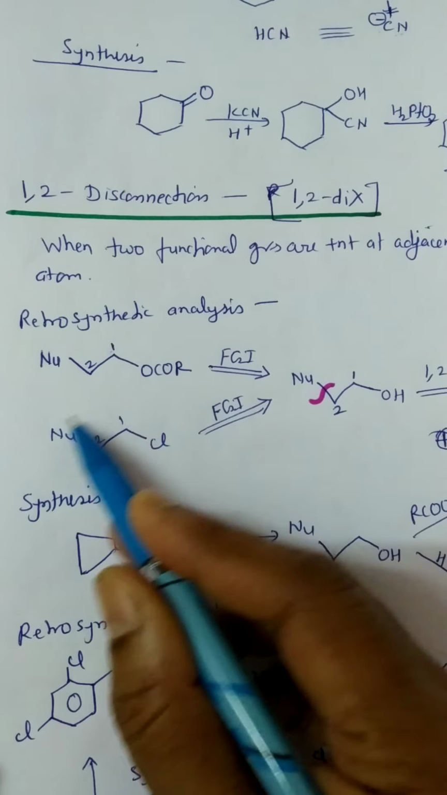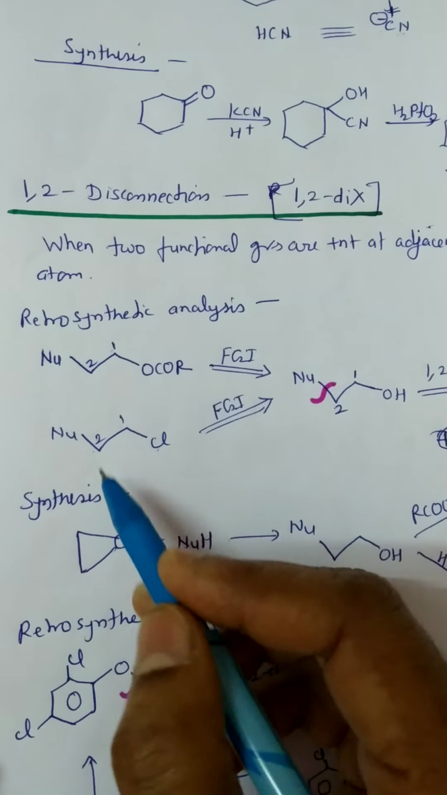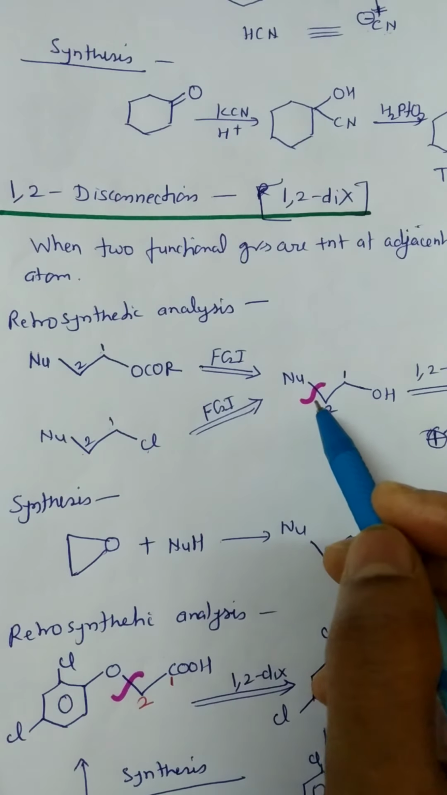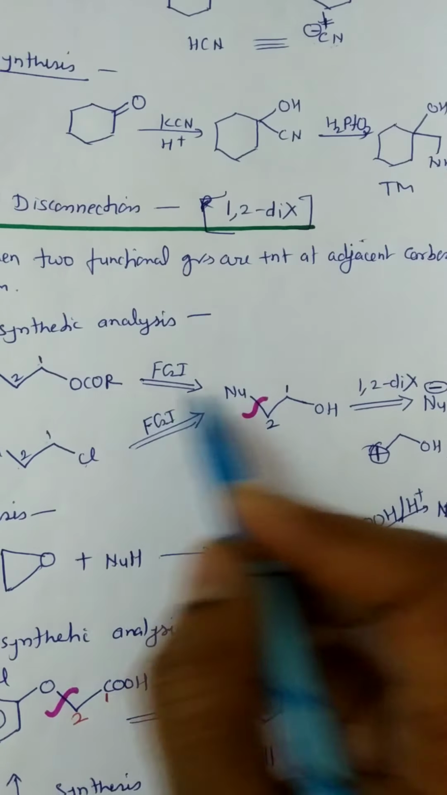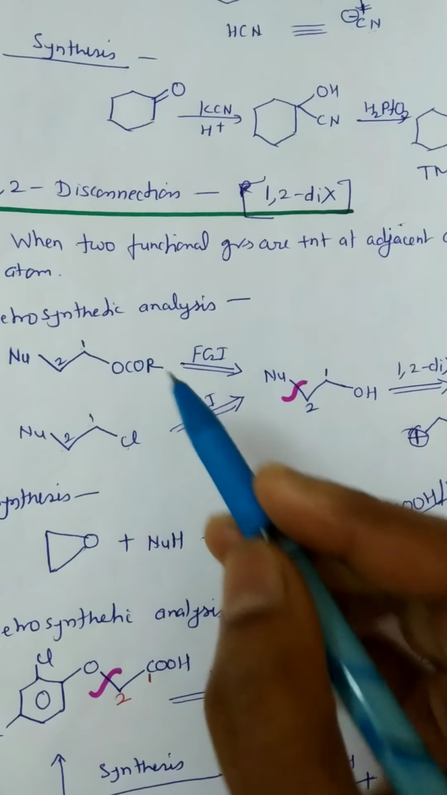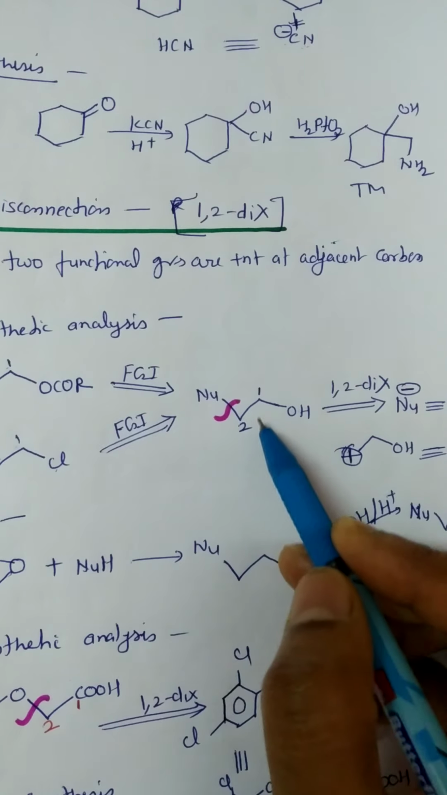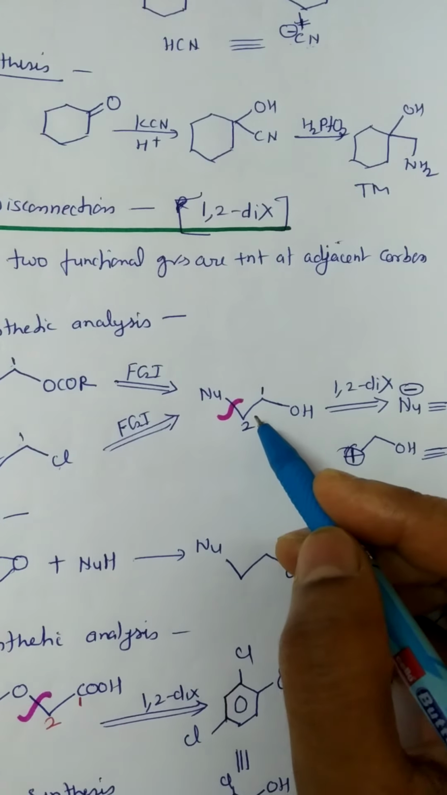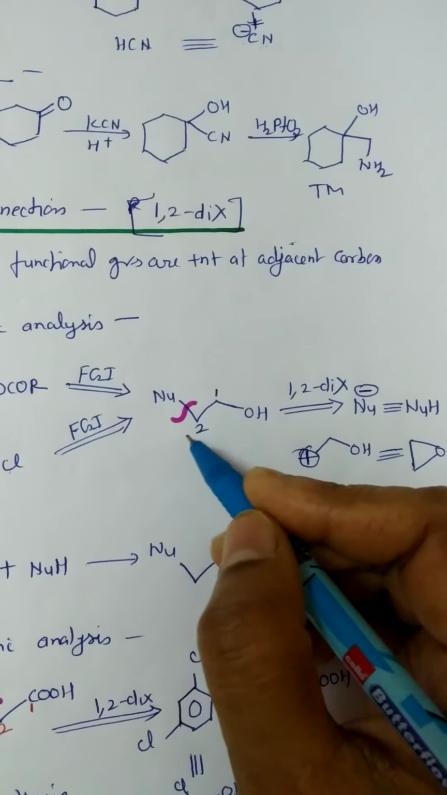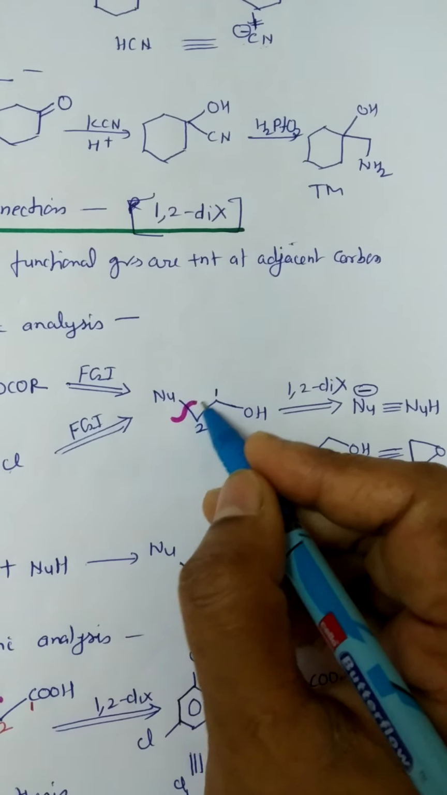Here also, in this compound we can take a Cl group at position 1 and a nucleophile at position 2. On FGI, we take the alcohol of this compound because it is not easy to carry out the disconnection of this type of compound. Therefore, we carried out FGI and formed this compound, and the disconnection takes place in this compound. It is a 1,2 disconnection, and not here; the disconnection takes place after position 2.